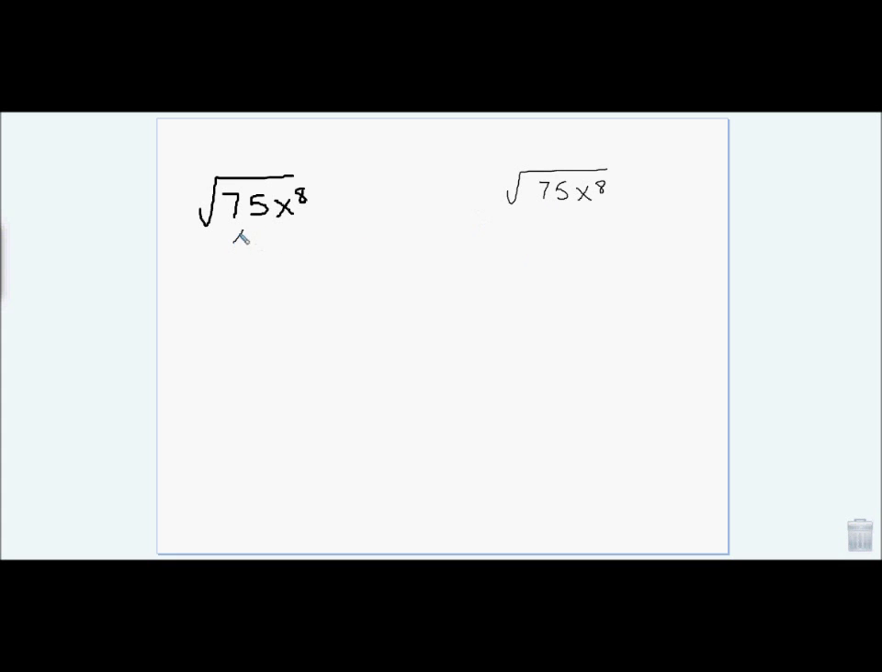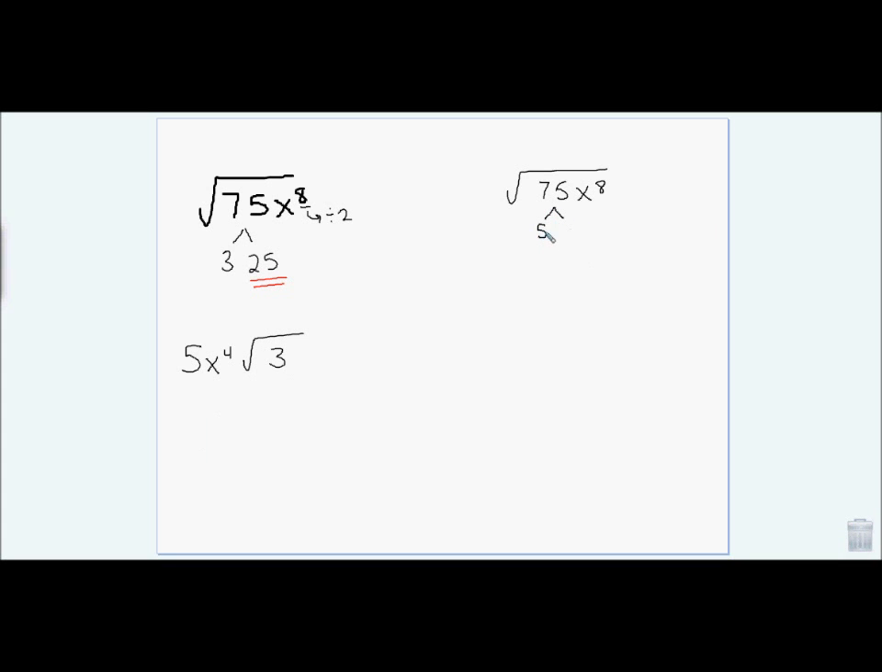Okay. I know that 75 is 3 times 25, so I can use that fact. 25 is a perfect square, so I can bring out the 5. I take this 8 and I divide it by 2. So that's x to the 4th, and there's a 3 that remains behind.